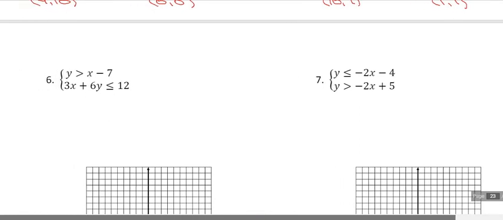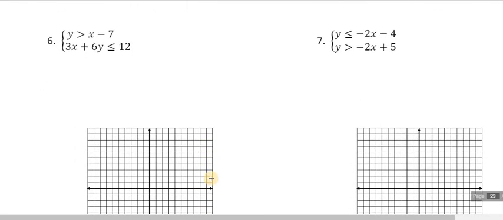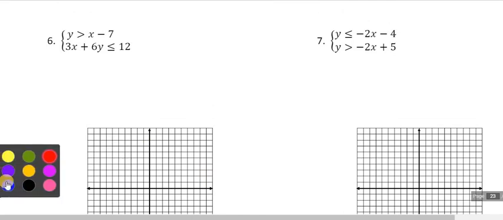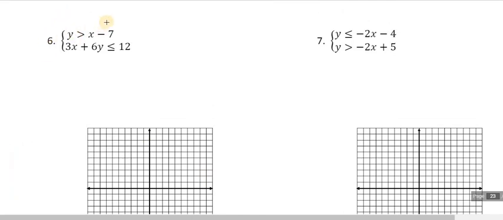Okay, taking a look at number 6. In number 6, our first linear inequality is y is greater than x minus 7. So this one we are in pretty good shape to start. It's in slope-intercept form. So if we have y is greater than x minus 7, that means our slope is the invisible 1 in front of the x, so 1 over 1, and our y-intercept, our b value, is -7. This is going to be a dashed line shaded above because it's y is greater than.